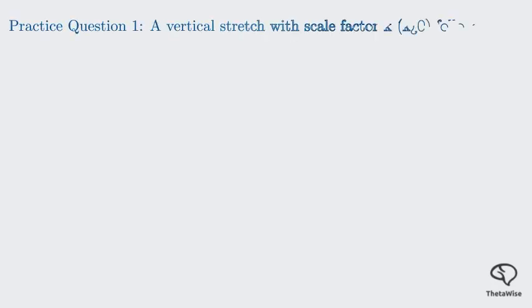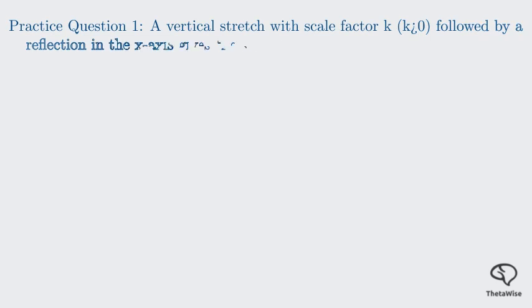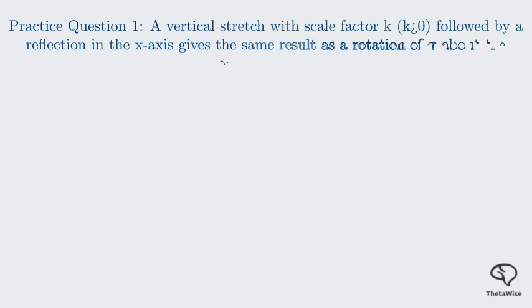Question 1. A vertical stretch with scale factor k, where k is positive, followed by a reflection in the x-axis, gives the same result as a rotation of pi about the origin. Find the value of k. Pause the video now to attempt the question.